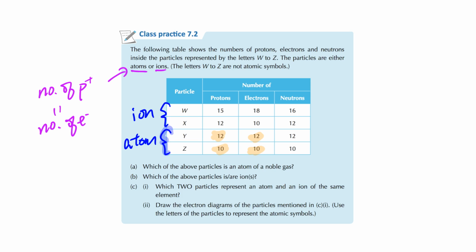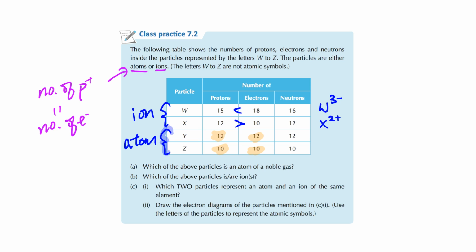And we can see W has 3 electrons more than the protons, so W should be 3 negative. While X has 2 protons more than electrons, so therefore X should be 2 positive. Okay, so after you write down these concepts, we can then move on to the questions.